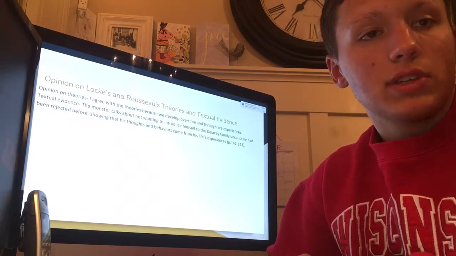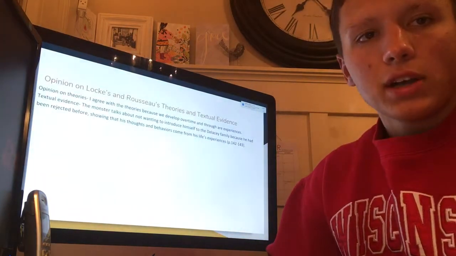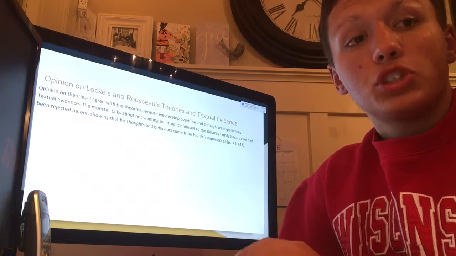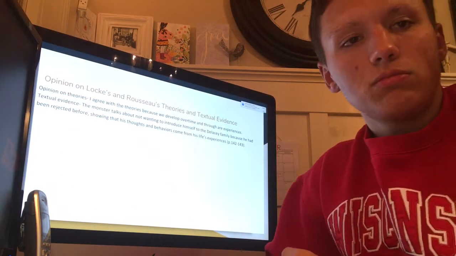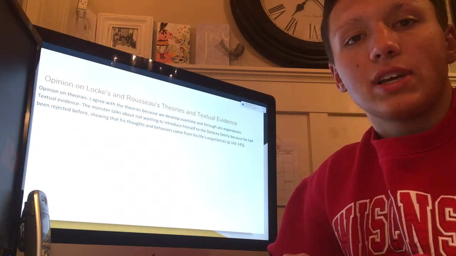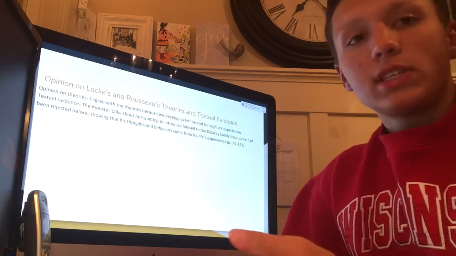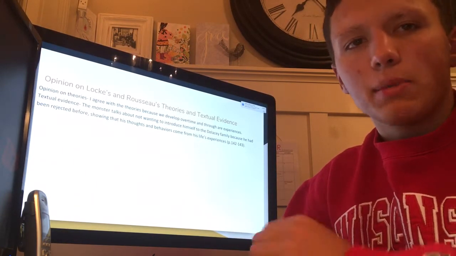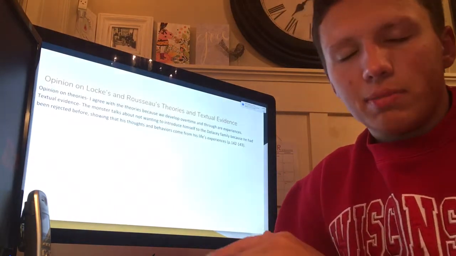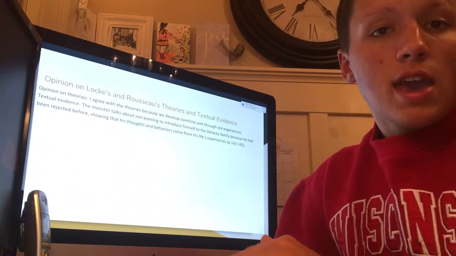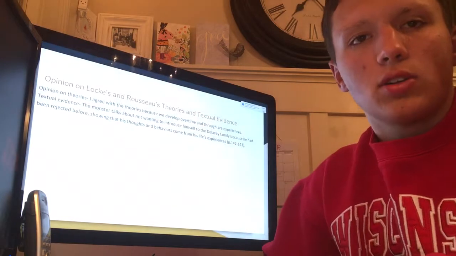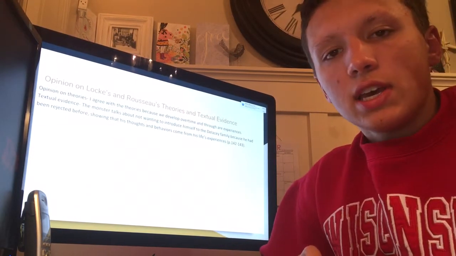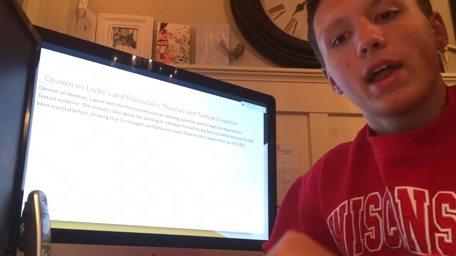So textual evidence of this. The monster talks about not wanting to introduce himself to the Lacey family because he had been rejected before, showing that his thoughts and behaviors come from his life experiences. So this is significant because if he had never been rejected and he had a blank slate and not been corrupted by anything else in society, he would have gone right ahead and talked to the Lacey family. But because of prior experience of being rejected and seen as ugly, he did not feel right to do that.